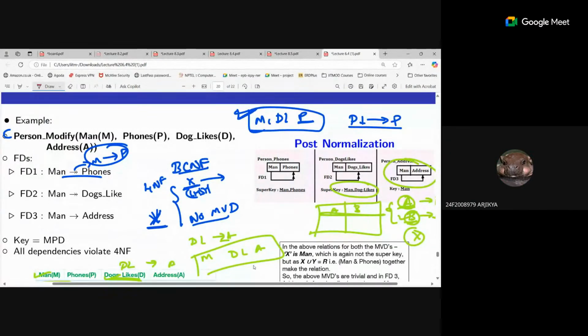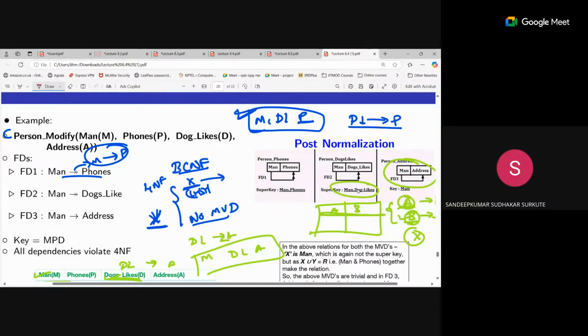Man multi-determines phones. That is the first condition in the decomposition of 4NF. Man determines address. That is the second condition for the schema to be in 4NF. These are decomposed. After decomposition, when we check for these conditions, they should be satisfied. Then it is in 4NF. That's what I'm saying.